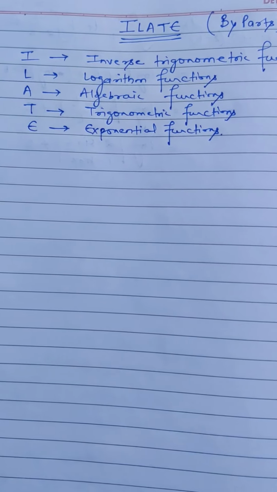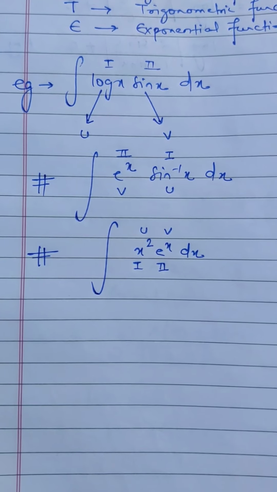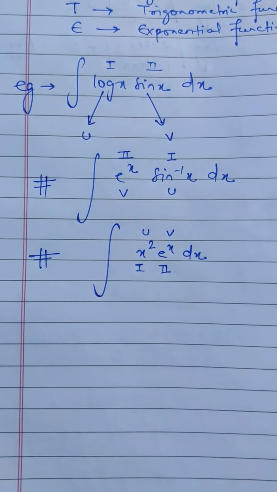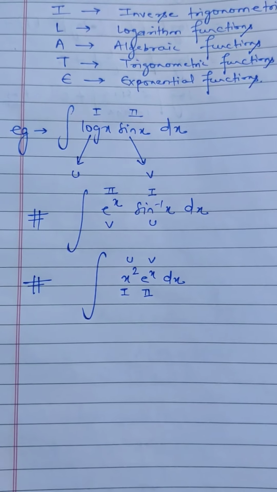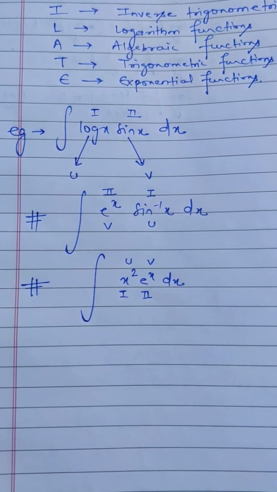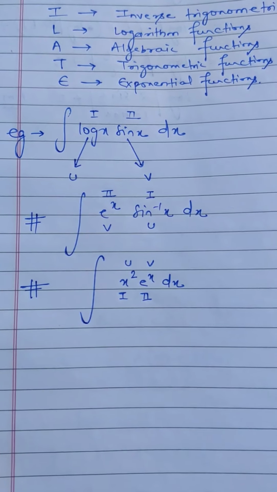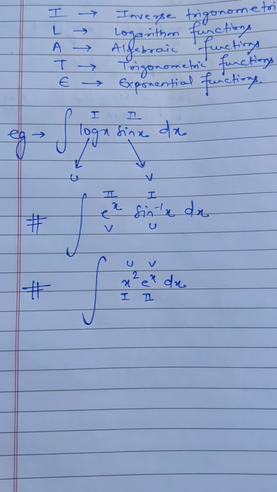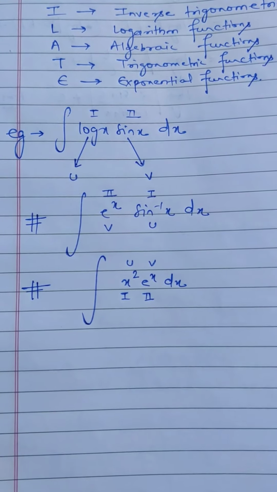Now if you have any two functions such that there is one logarithm and there is one trigonometric function, suppose log x and sin x. Now in that question, log x is considered as u and sin x is considered as v. I will explain this concept with one example. If we see some of the examples, the question is integration of log x sin x. As per the rule ILATE, we see logarithm is coming at the second position and the trigonometric function is coming at the fourth position. So log x is considered as first and sin x is considered as second. So log x is u and sin x is v.